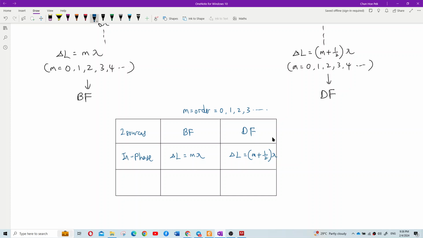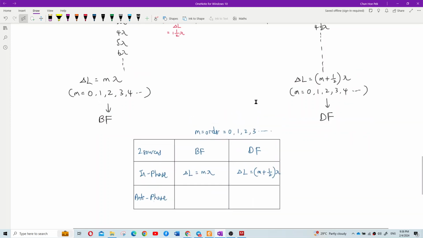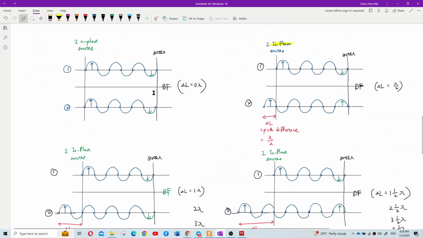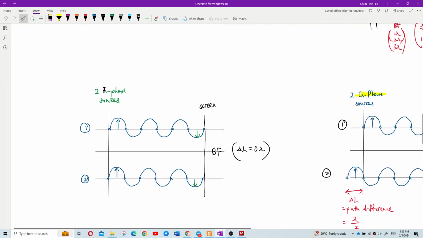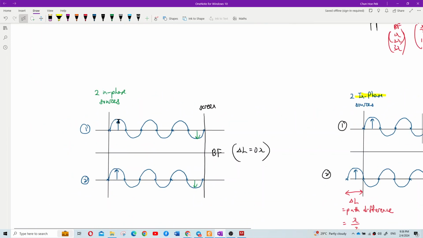Okay, but now, the next case is anti-phase. So what is anti-phase, class? Anti-phase means this time I reverse it. Last time, my in-phase source means both going up. This one going up, this one going up also. They are in phase. Or you can say it like this.